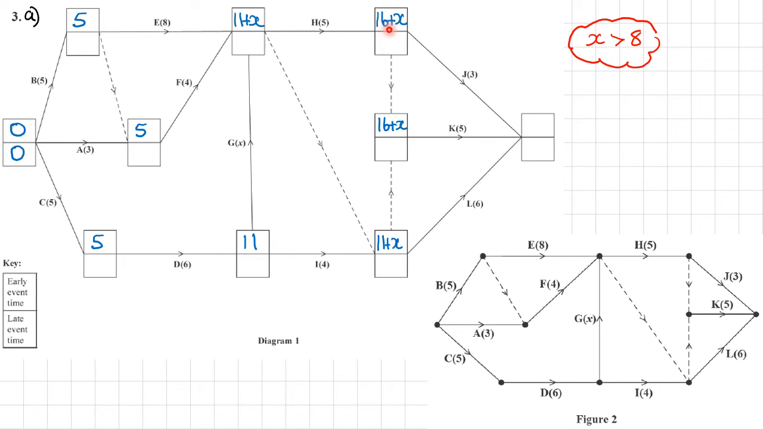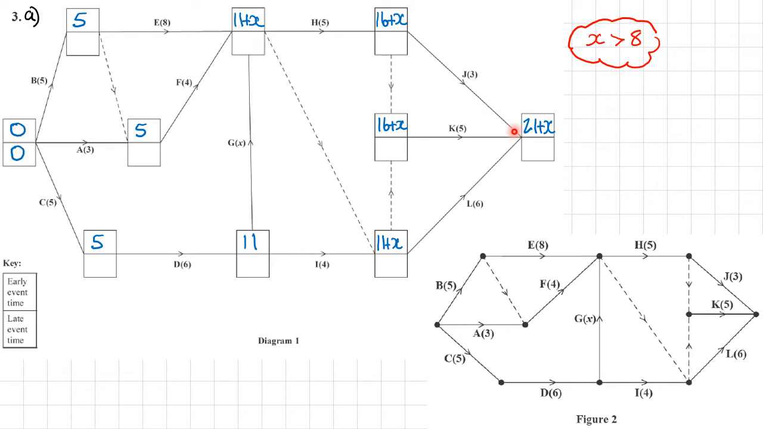And then we reach the final boxes at the end. So coming along the top, 16 plus x plus 3 is going to be 19 plus x. Along the middle path, 16 plus x plus 5, which will be 21 plus x. And then along this bottom route here, along activity L, 11 plus x plus 6, which is going to be 17 plus x. And again, we pick the biggest of the three, and that's going to be 21 plus x.